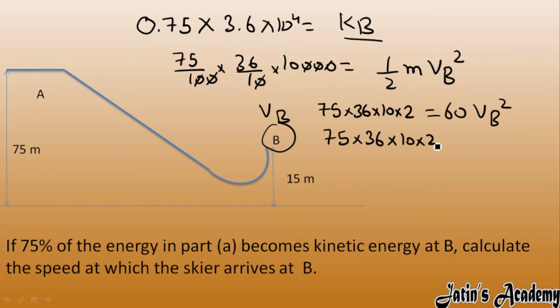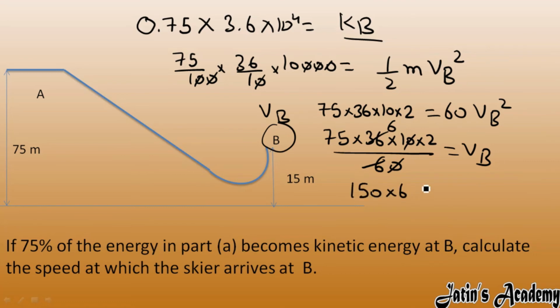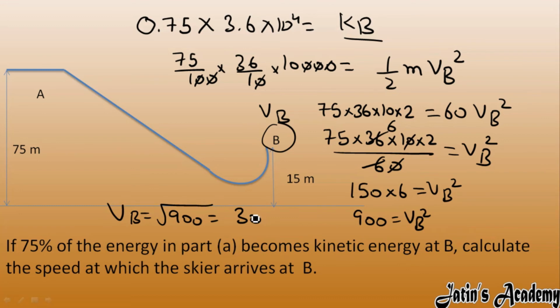2 divided by 60 vB square, cancel it out. So here you will get 150 into 6 vB square here we have. So here it becomes 900. So vB square we have 900. So vB we get as velocity at point B, square root of 900, which is 30. So velocity at point B we got as 30 meter per second.